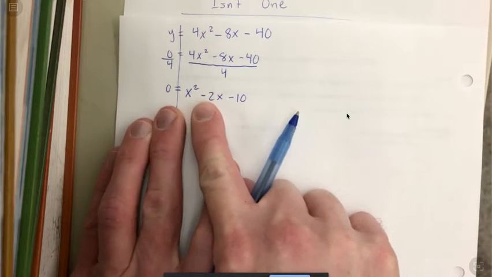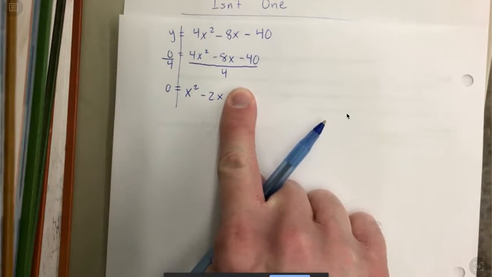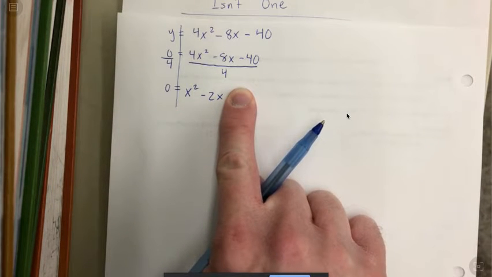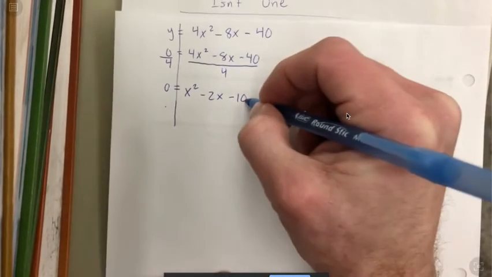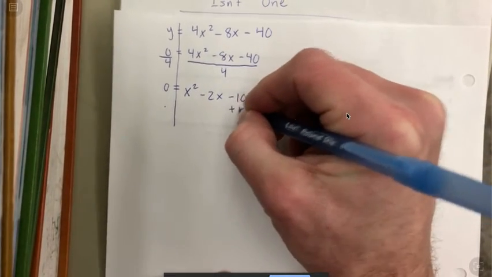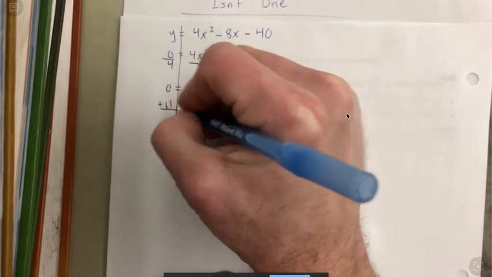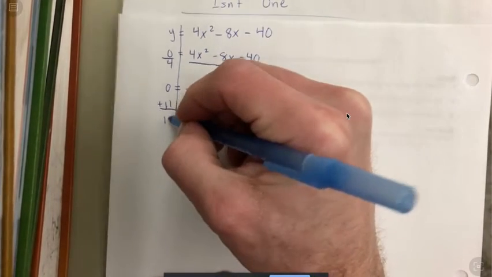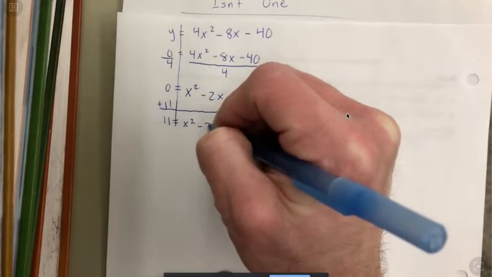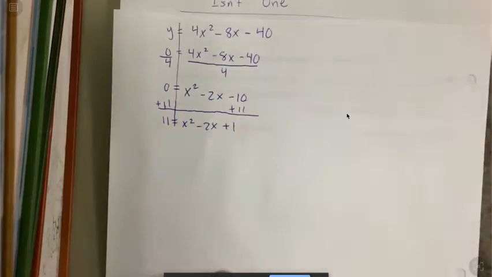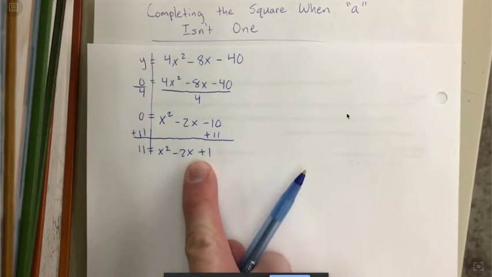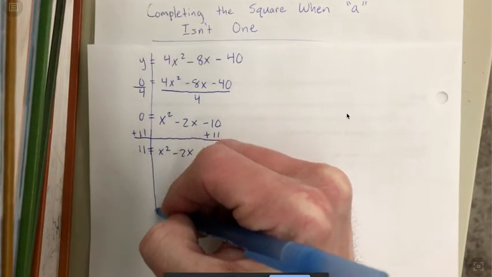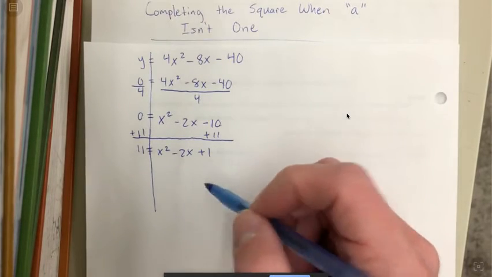And so now I see this negative 2x. Remember, my question is what has to go on the end to make that a perfect square? Well, half of negative 2 is negative 1, and negative 1 times negative 1 is just positive 1. So that's telling me that I need this to be a positive 1. So to make that happen, let's add 11 to both sides, leaving me 11 equals x squared minus 2x plus 1. And sure enough, if you had created the box, you would see that this factors down perfectly. So once again, you may create the box, but I'm just going to skip straight to the factors.